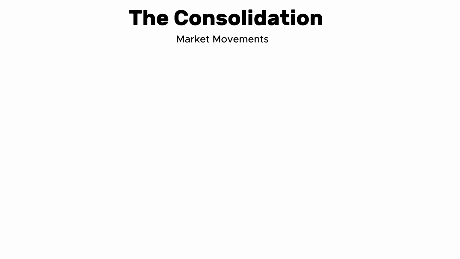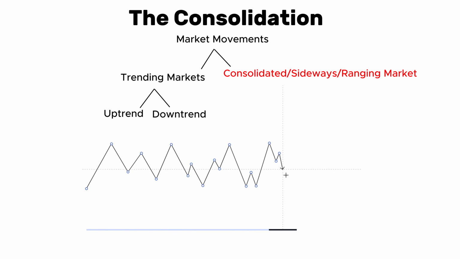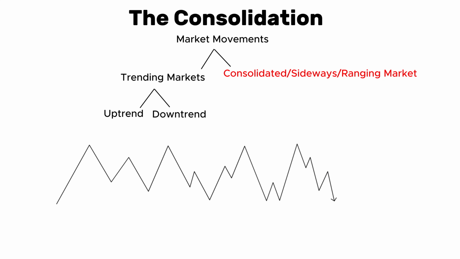Now, before moving forward, we need to have a basic understanding of what a consolidation is. So far, we've talked about trending markets, which are the uptrend and the downtrend. But there is another type of market movement called a consolidation. A consolidation happens when price action does not set new swing highs, and it also does not set new swing lows, making the price move into a repeated up and down swing cycle, without a clear trending move.